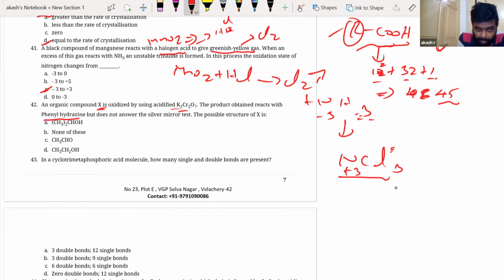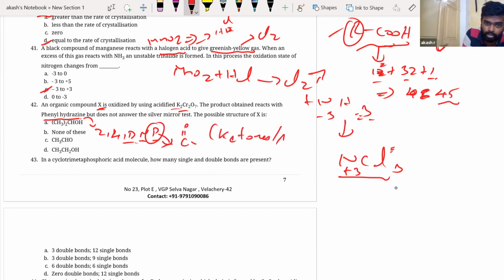Don't worry about phenylhydrazine. Generally this is nothing but the 2,4 DNP test. Dinitrophenylhydrazine: D is dinitro, P is phenylhydrazine. It is given by any compound which has a C double bond O, all ketones as well as aldehydes. So 2,4 DNP is given by both ketone as well as an aldehyde, but it does not answer a silver mirror test.